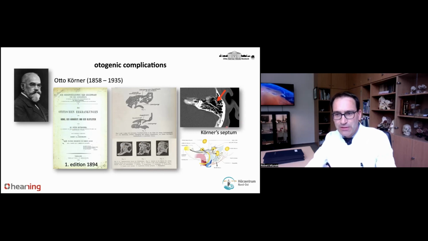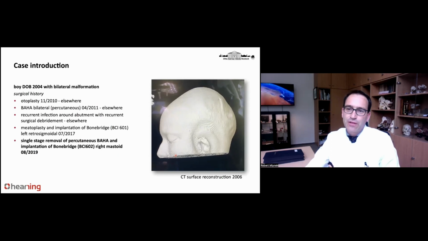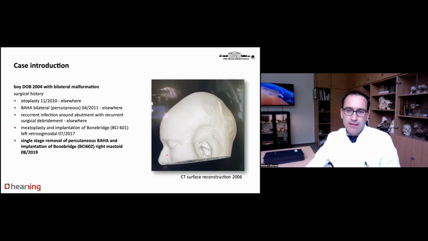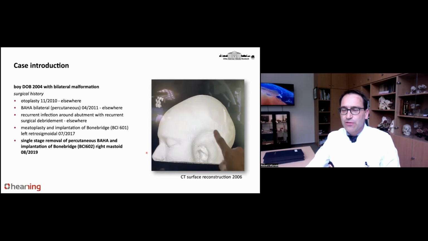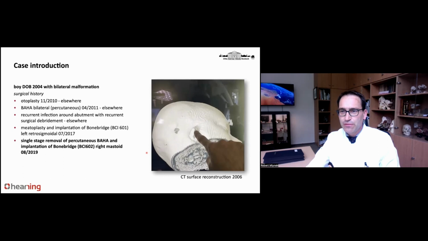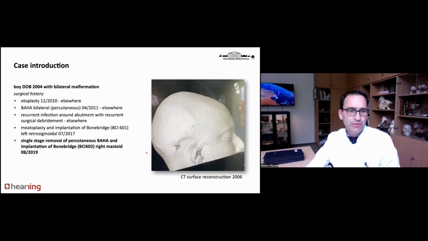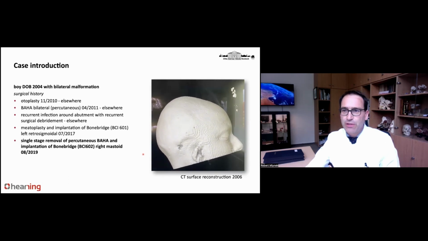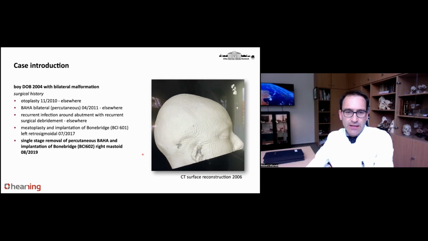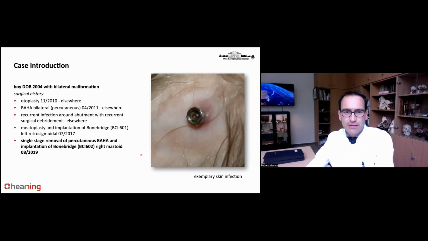However, we are going to talk about a case of a patient with bilateral malformation. The boy is now 18 years old. He has had a long history of surgeries at the outer ear and the temporal bone. He was treated with percutaneous bone anchored devices in the early 2010-11, and he had recurrent infections around his abutment and needed a surgical debridement of the skin.